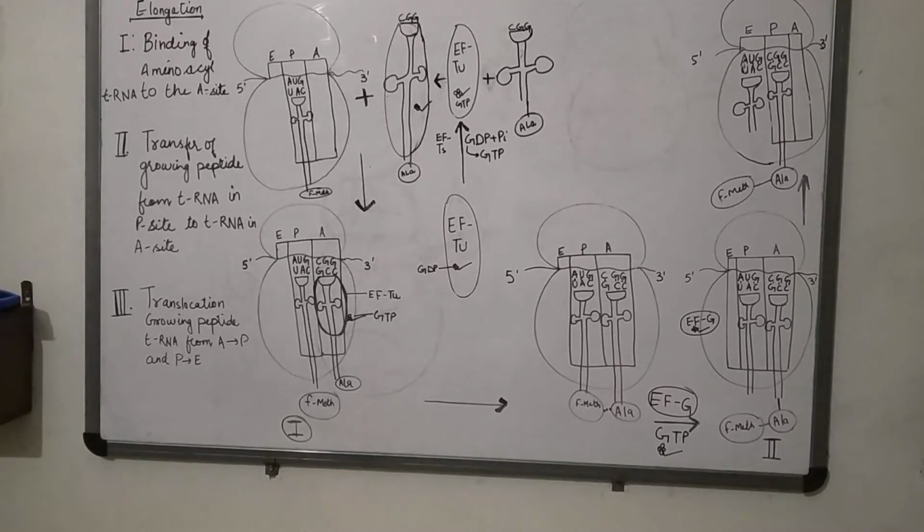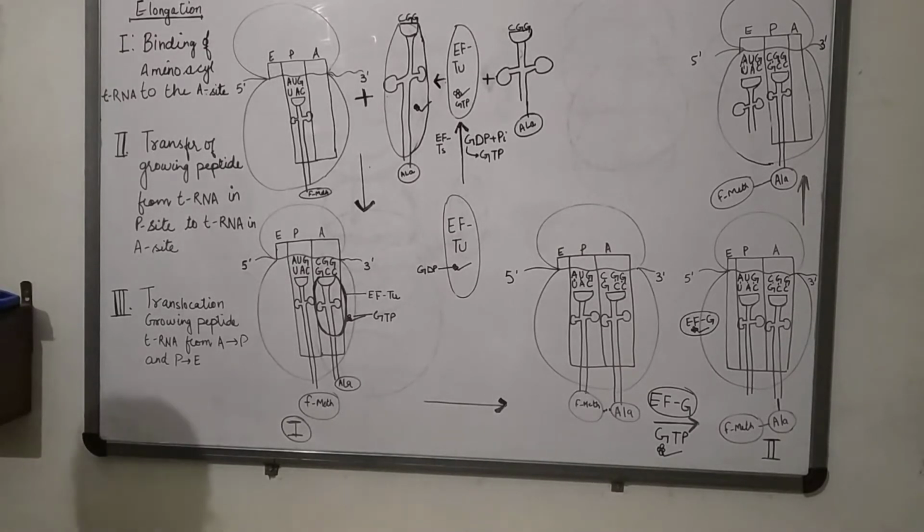Dear students, after the initiation process, we will now discuss elongation in translation. Elongation is simply the addition of amino acids to a polypeptide chain. In prokaryotes and eukaryotes, the elongation step is almost the same.